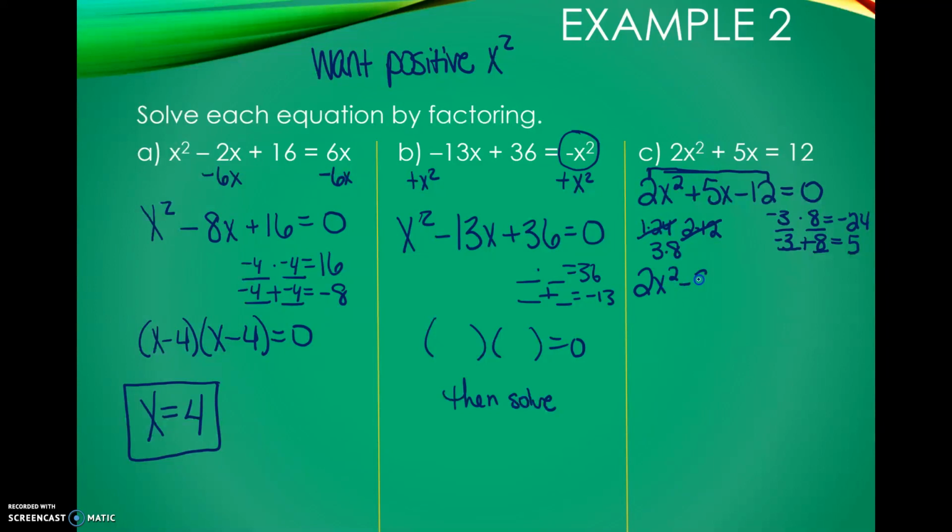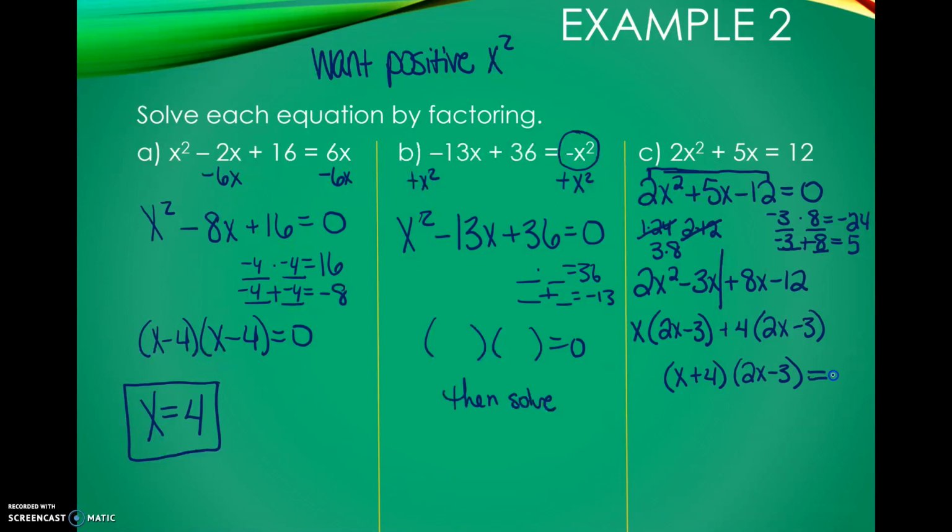So 2x squared minus 3x plus 8x minus 12. Notice I'm completely ignoring the equals 0 right now. I'm just leaving that until the end. Split this down the middle and factor by grouping. The first group has x in common. The second group has 4 in common. So my factored form is x plus 4 times 2x minus 3.